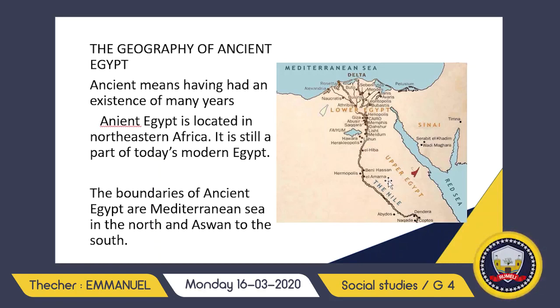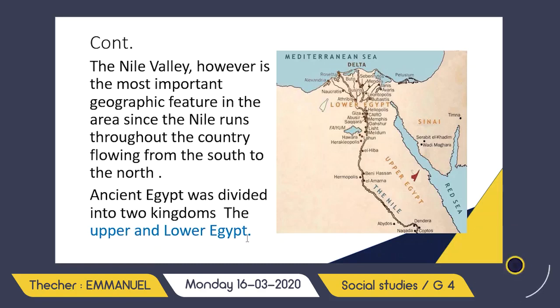The city-state was divided into two regions and named according to the flow of the Nile. We have the upper and the lower Egypt. If you look at this place, you will see the lower Egypt and we have the upper Egypt. The upper Egypt is the upstream, while the lower Egypt is the downstream.